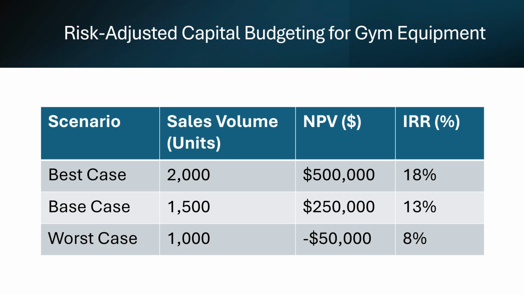justify the risk. The best case scenario predicts sales of 2,000 units, leading to an NPV of $500,000 and an IRR of 13%. The base case assumes the sales are 1,500 units, with an NPV of $250,000 and an IRR of 13%. Now the worst case scenario would be selling 1,000 units, and this projects a negative NPV of negative $50,000 and an IRR of 8%. The management's decision would only continue if the best conditions are expected or if the company can find ways to mitigate the risk. Now this can include partnerships or marketing campaigns.